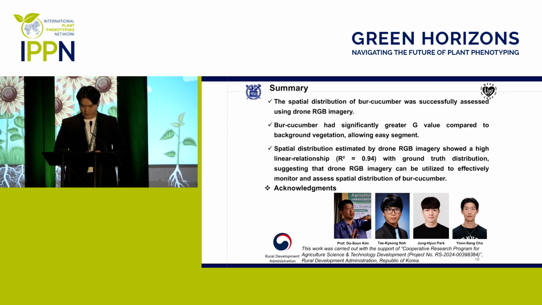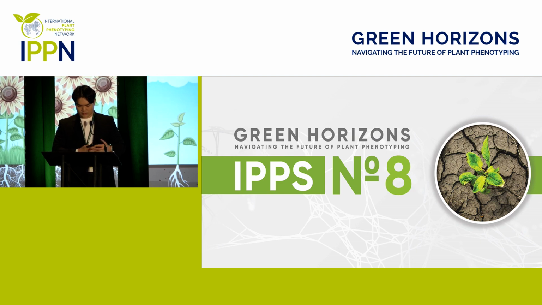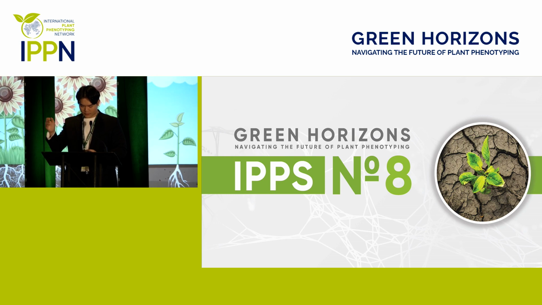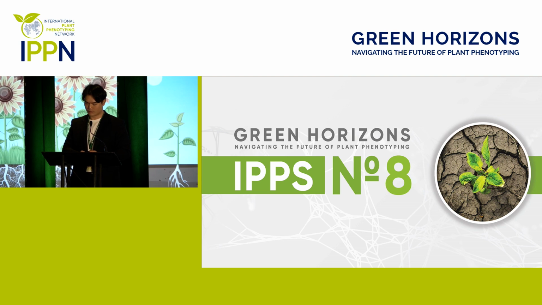In summary, our study effectively mapped the spread of the cucumber using drone imagery. We found that the cucumber had a much higher green value than the background vegetation, and the distribution from the drone imagery matched closely with ground truth data. This shows that drone imagery is a useful tool for monitoring and assessing the spread of the cucumber.